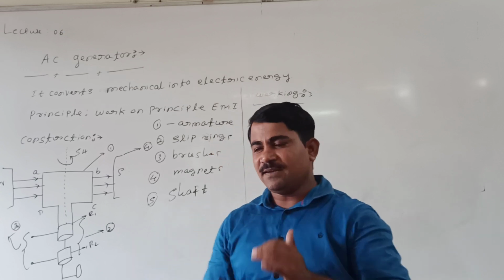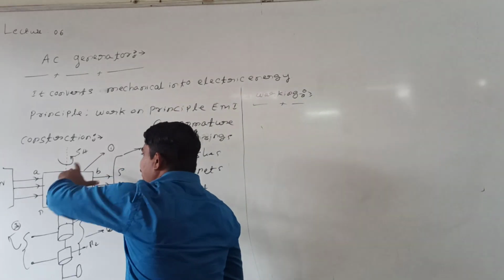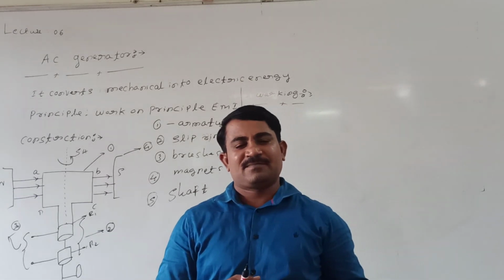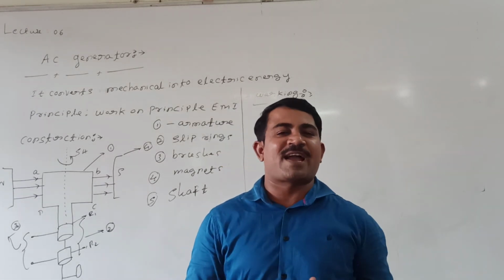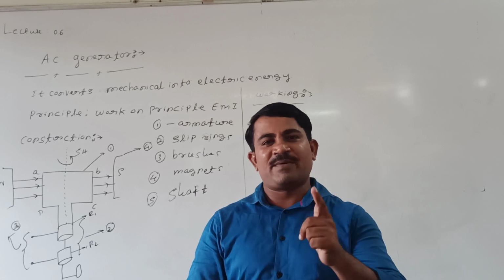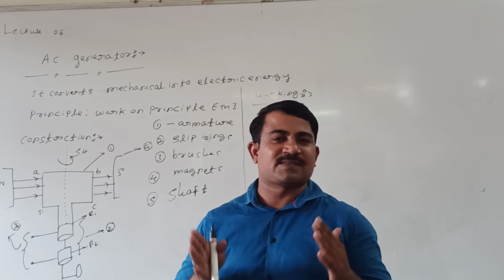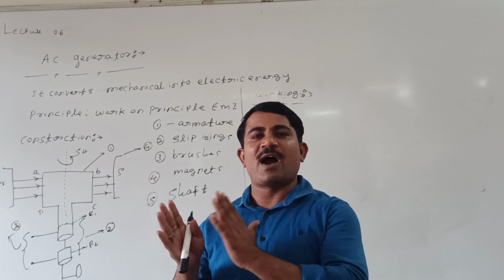Right? See here, during this rotation of the coil, EMF is induced. The direction of rotation of the coil, the EMF induced, and the direction of the magnetic field are related by Fleming's right hand rule. Later we will see how Fleming's right hand rule can be applied. Let us see how it is working.